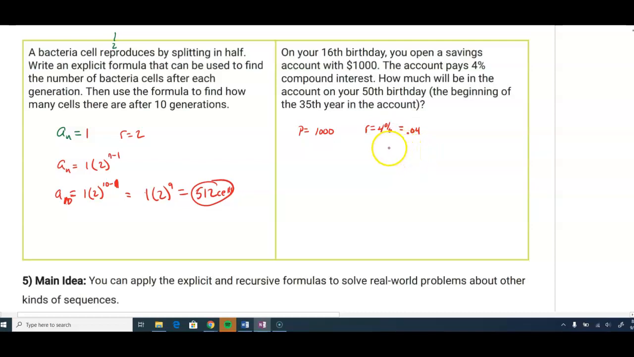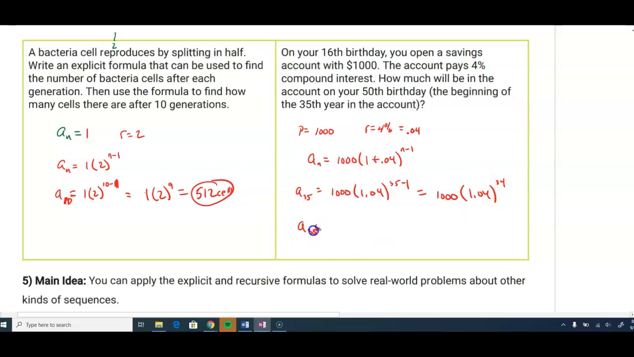Now with this, our formula is going to be A sub n equals my principal times 1 plus my rate as a decimal to the n minus 1 power. Now what you're going to see is how fast it grows when it compounds versus simple. So A sub n on the 35th year in the account is 1,000 times 1.04 to the 35 minus 1, which gives you 1,000 times 1.04 to the 34th power.